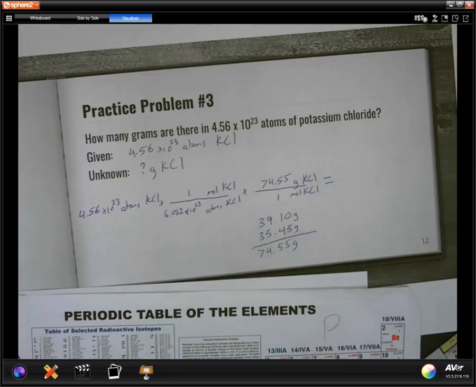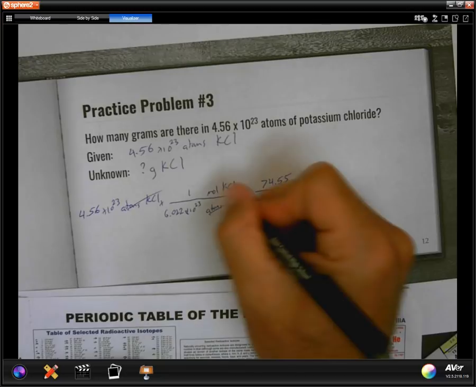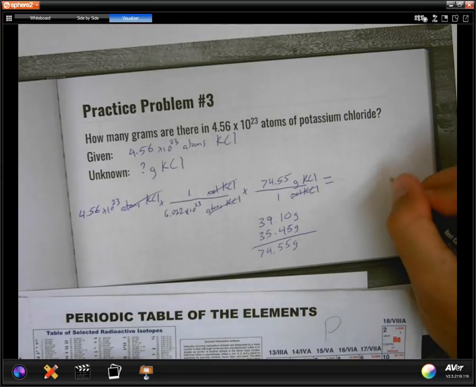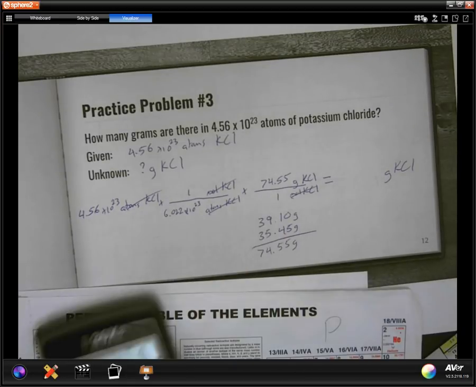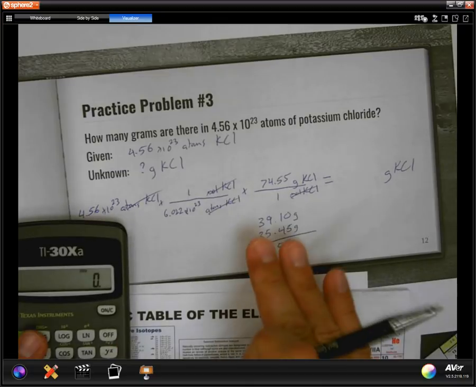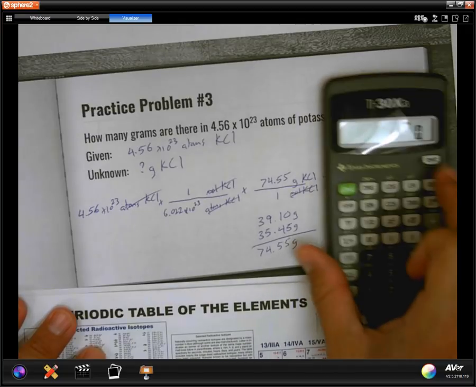Now I'm ready to do my math. I see my units all cancel out. Moles cancels out. I'm going to be left with this number in grams of potassium chloride. And now I just multiply across the top and divide across the bottom. How do I do that in my calculator? Let me show you. So again, do it over here.